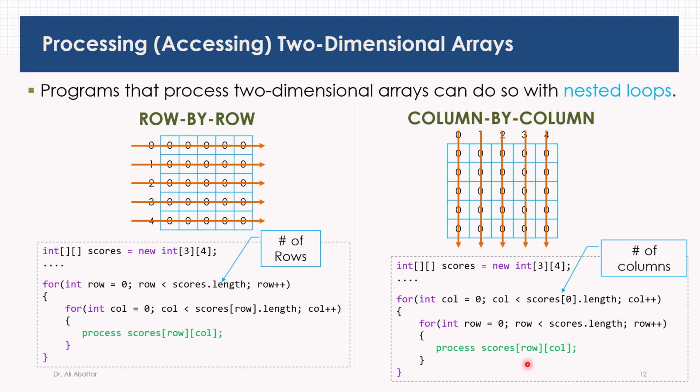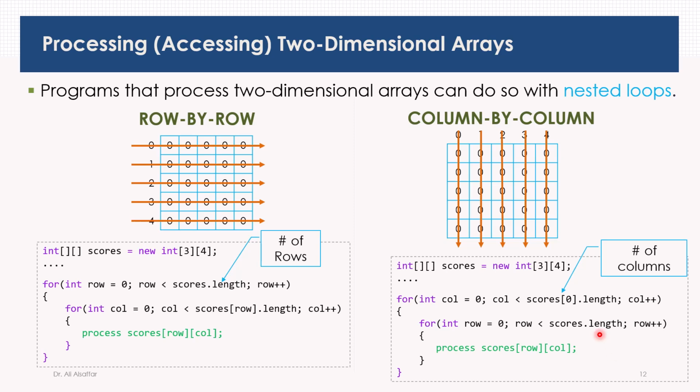Now notice which loop is responsible for counting the number of rows. It is the inner loop. So what is the variable name? It is called row. So use this row for the first dimension. And which loop is responsible for counting the number of columns? It is the outer loop. What is the name of the variable? It is called column. Use it as the second dimension.